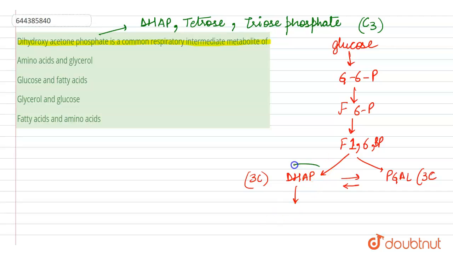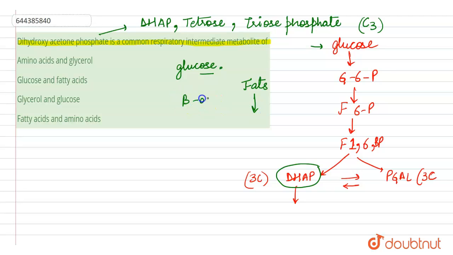Now we need to find out which of these components gives DHAP as a byproduct. We have seen in this reaction that glucose is no doubt involved, so glucose is the answer, but along with this we have one more component given, which is going to form dihydroxyacetone phosphate by its breakdown. So this component is the fat.